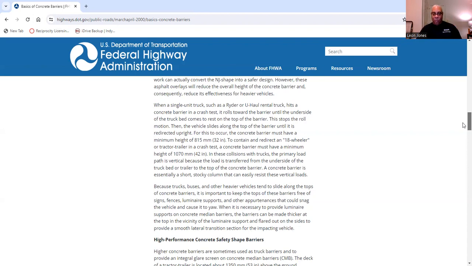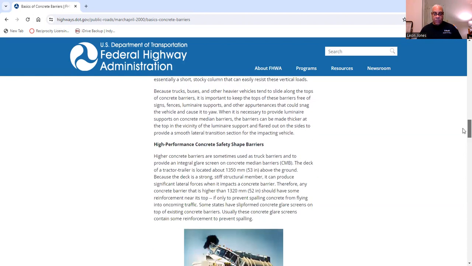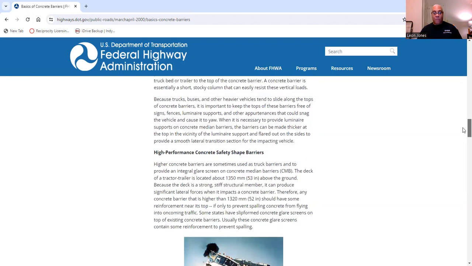Now, when it is necessary to provide luminaire supports on concrete barriers, the barriers can be made thicker at the top in the vicinity of the luminaire support and flared out on the sides to provide a smooth lateral transition section for the impacting vehicle. Now, what is a luminaire support? We deal with luminaires, we deal with lighting. And generally, you see some concrete barriers like I've seen in Illinois. They've got luminaires right on top of the barriers on I-94 and I-294, the Illinois Tollway. You also see some of them on I-65.